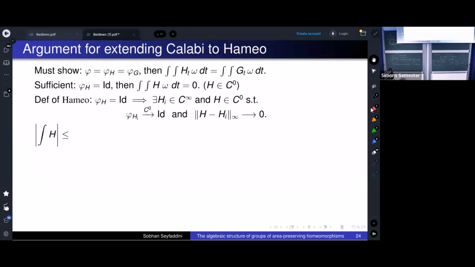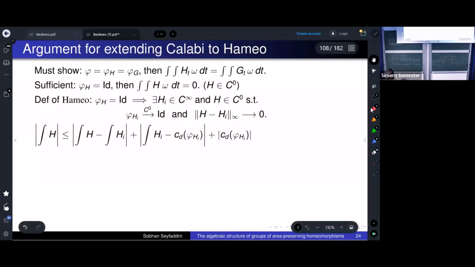Okay. So let's see what I do. Most of the steps are actually quite simple. You reduce to the case where you could apply the three properties from the previous slide. So I added and subtracted the average of H_i, and added it back in. So this is just a triangle inequality. And then the second term here, I'm just adding and subtracting CD of phi H_i, doing this so that I could use the properties from the previous slide.